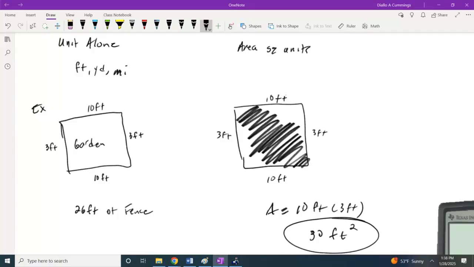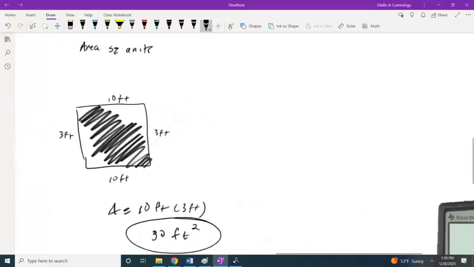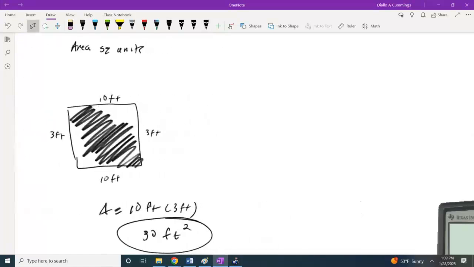So they're going to cut you a piece of carpet that's like 10 by 3. If you go to Lowe's and say, I want 26 feet of fence, they're going to give you 26 feet of fence. All right. So if it's just the unit alone, that measures the distance around the object. But if it's a square measurement, that's the surface area of an object. So now here's how these conversions come about.